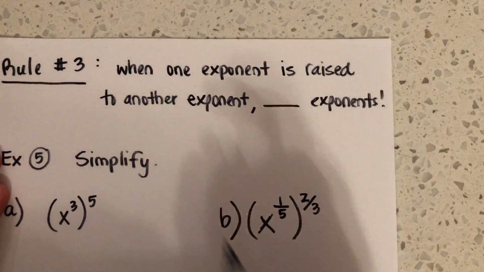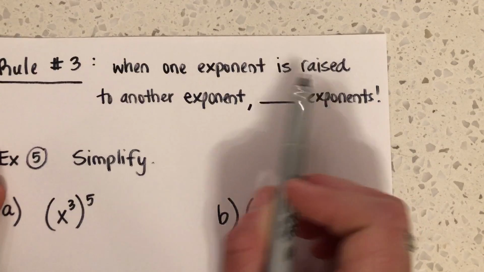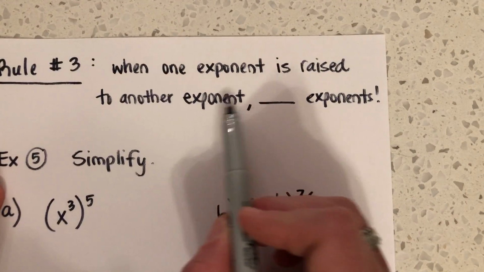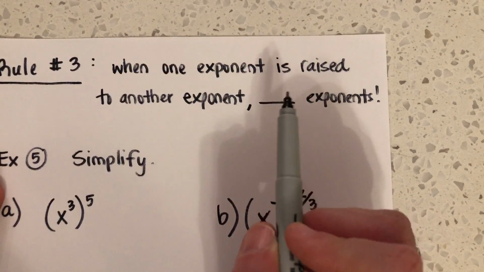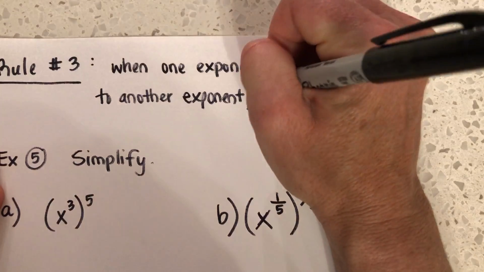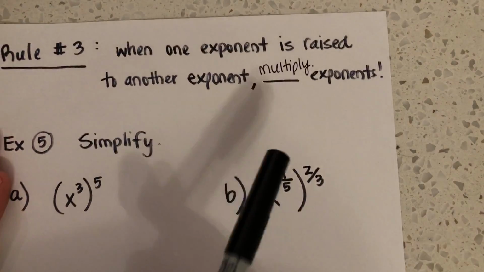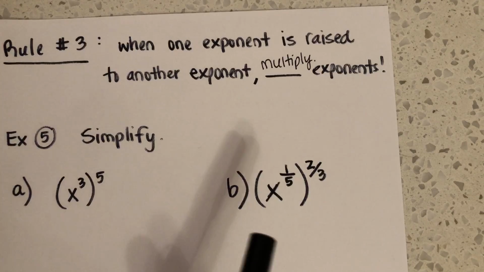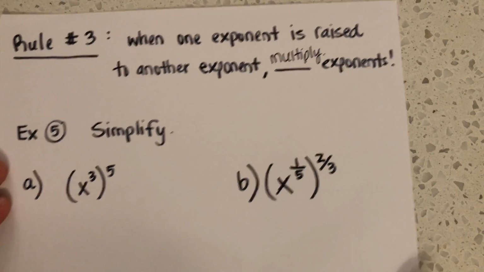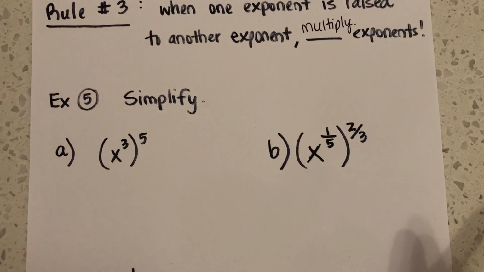The last rule was the power to power rule. When one exponent is raised to another exponent, what do we do with our exponents now? This is when we multiply them. And this rule is going to come in handy in the future when we start solving radical equations. All right, so let's look at it first when our exponents are not fractions.